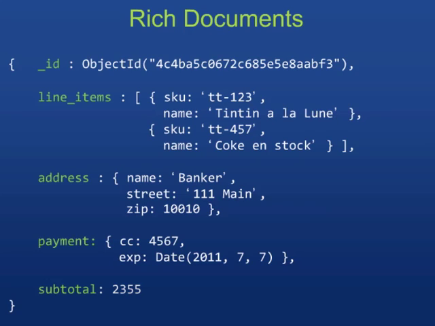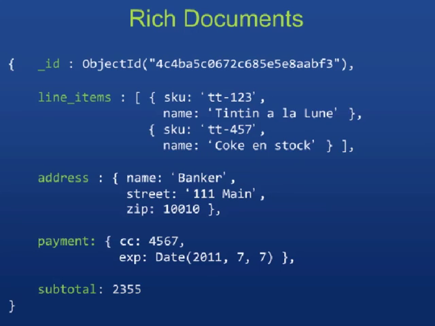Here I've got an array of line items in my purchase order of the SKUs of the various products that I'm going to buy. I've got the address of where I want to have these items shipped. I've got the payment information with the credit card details and expiration date. I've got the subtotal of how much this whole shopping cart is going to cost. And all of this is stored in a single document. It's much easier to reason about this than a more complex relational model for many types of problem domains.